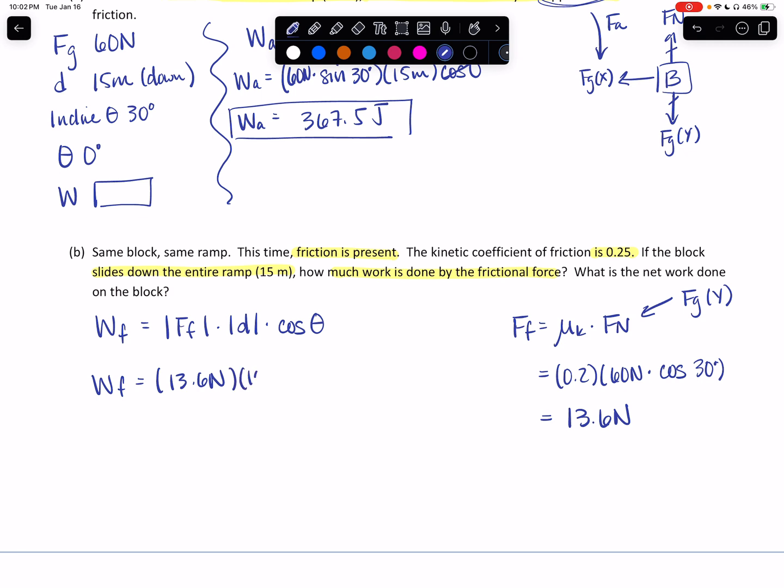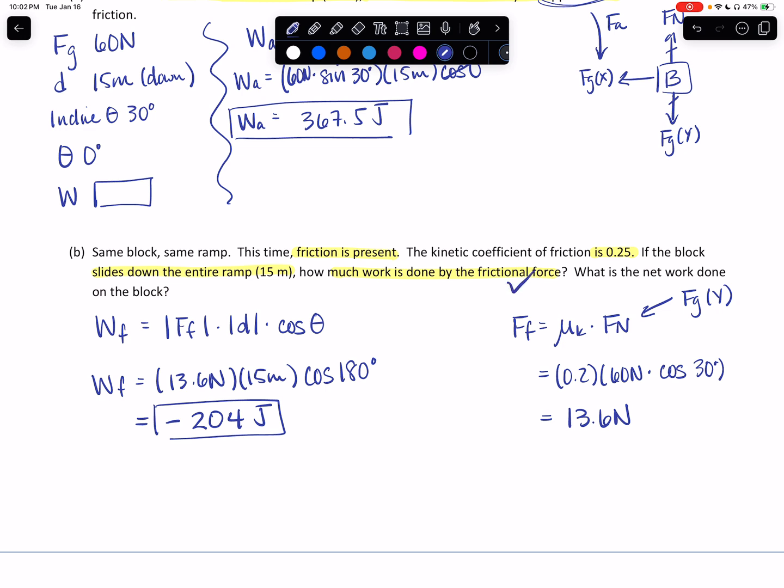My displacement is the ramp, which is 15 meters, and then the cosine of 180 degrees. Remember, the theta value in our work formula is the angle between the force that we're talking about and the motion. And friction always opposes motion, so it's 180 degrees away from the motion. So that's why it goes in as a cosine of 180. So the work that's being done by friction calculates to be negative 204 joules. So that's the work done by friction.